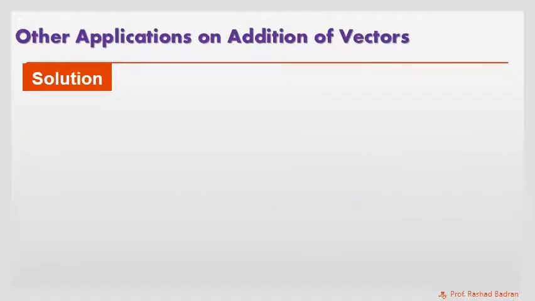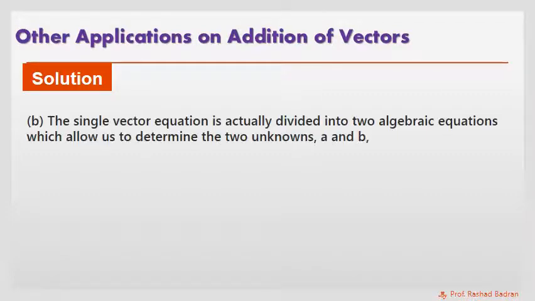Well, regarding part B of the problem, how can we get 2 unknowns a and b from a single vector equation? The answer is that this vector equation is actually divided into 2 algebraic equations, and this allows us to determine the 2 unknowns by solving the 2 algebraic equations simultaneously, as we have just seen in part A.